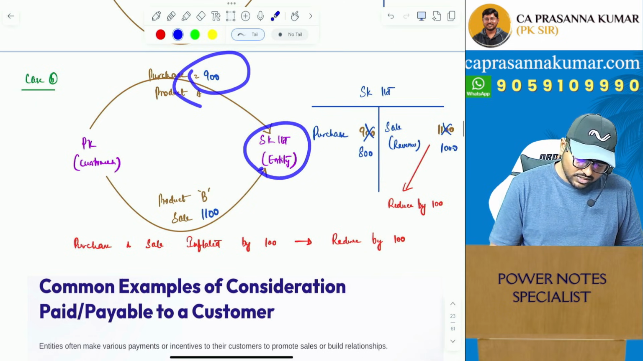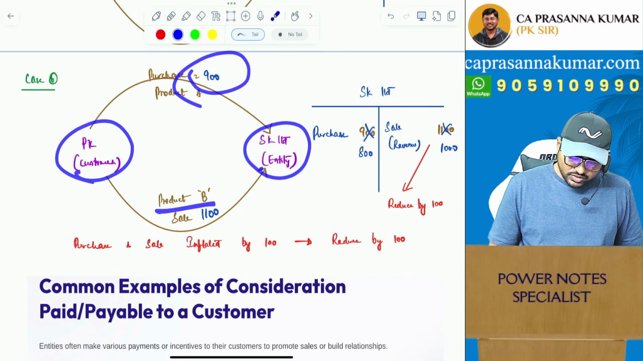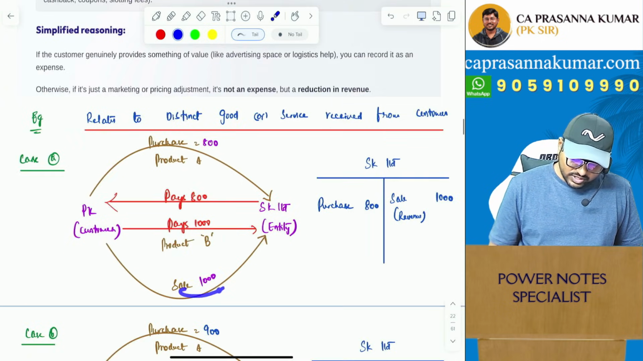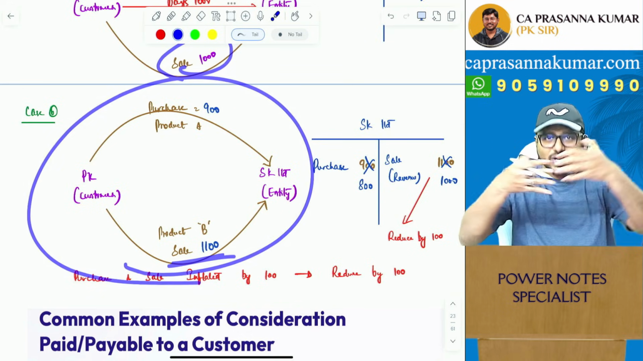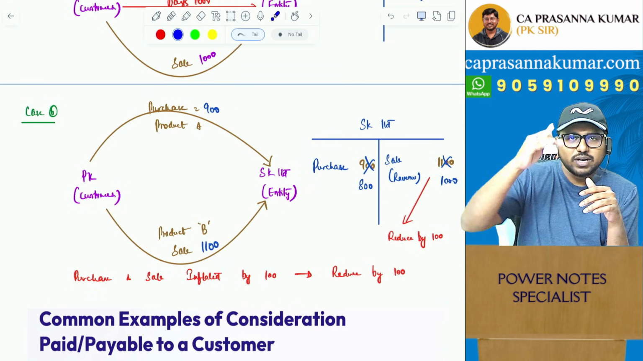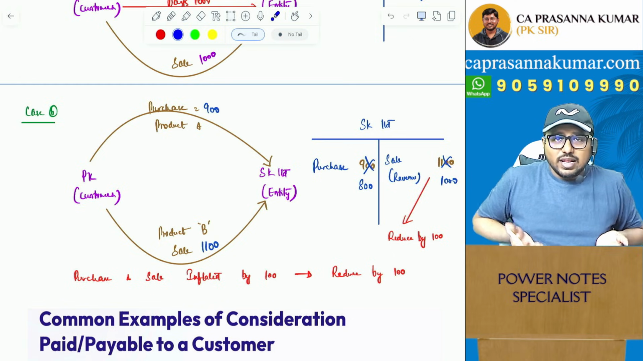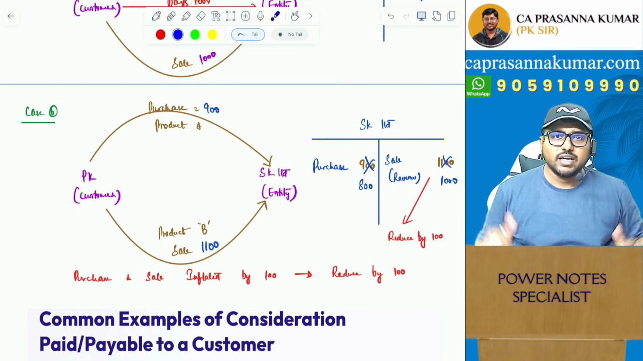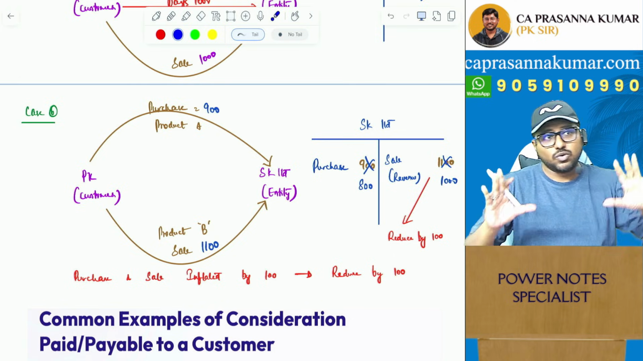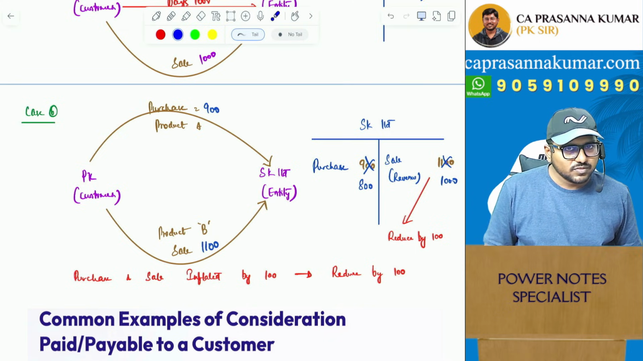Similarly, SK Limited has sold to PK Limited product B at 1100, which is again manipulated, which means both these guys have got an understanding. I'll sell to you at a higher price by 100. You also sell to me at a higher price by 100. You will inflate your revenue, I'll inflate my revenue. Both our books will be inflated, manipulated, and people will see that, oh, you have done really good sales. You understand the point?